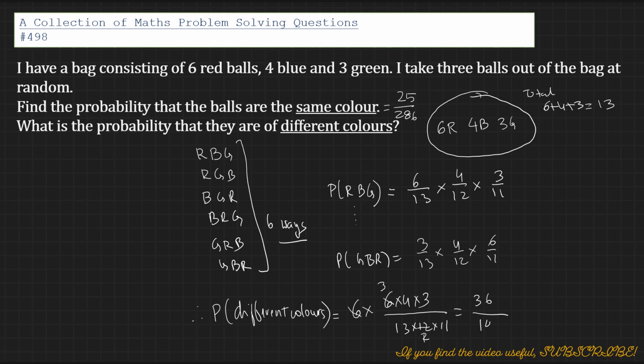is 143. And that's the answer. So the probability of different colors would be 36 out of 143.